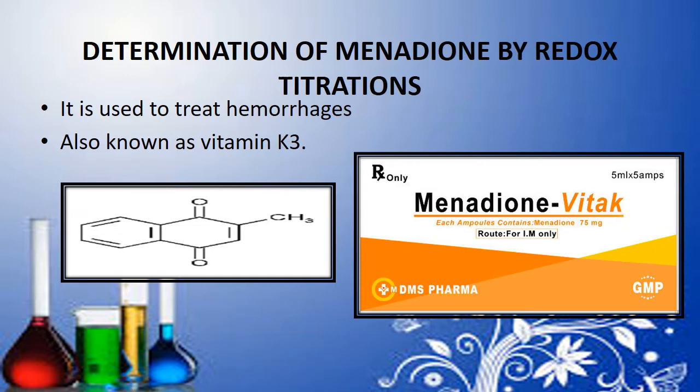Determination of menadione by the redox titration also has the application in pharmaceuticals. The menadione Vitacate tablets are used to treat the hemorrhages, you can see in this picture, and it is also called as vitamin K3. The structure is also shown, basically contains the 2 benzene rings with the branchings of the oxygen and also a methyl group attached.